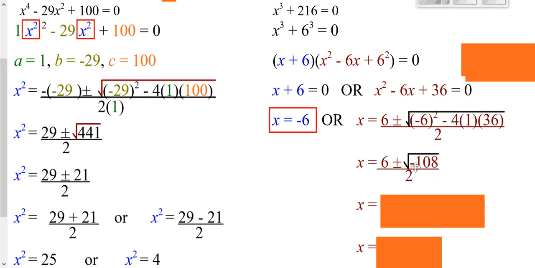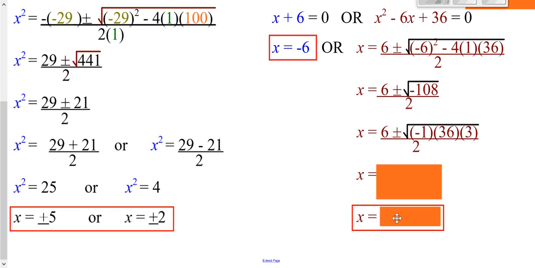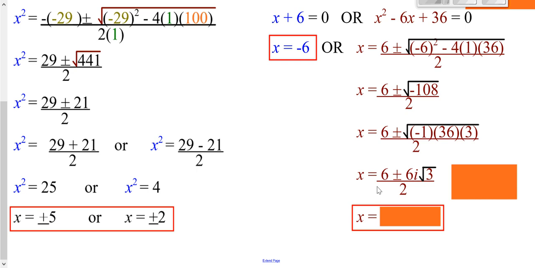Now you'd have the square root of a negative. Remember, that's going to give you an i. Square root of 108, look for factors that are perfect squares. That's a 36, still times another 3. So we get 6 plus or minus the square root of 36, which is a 6, the square root of negative 1, which is an i, and the square root of 3 stays in there. Divide everything by 2, and we would get this. So we get 3 plus 3i root 3 and 3 minus 3i root 3 along with our negative 6 up here.